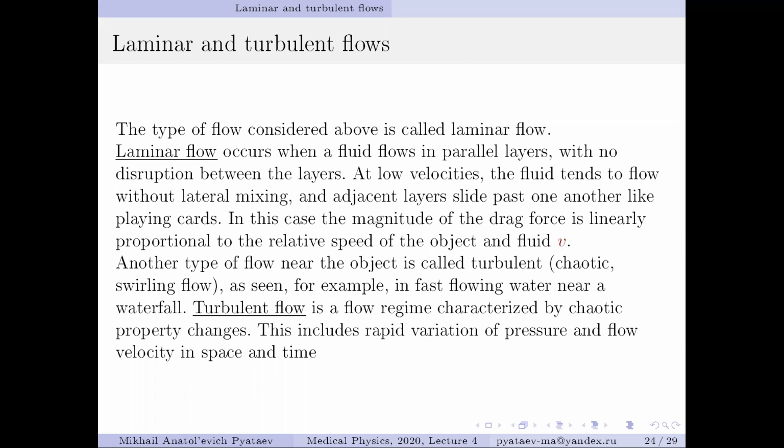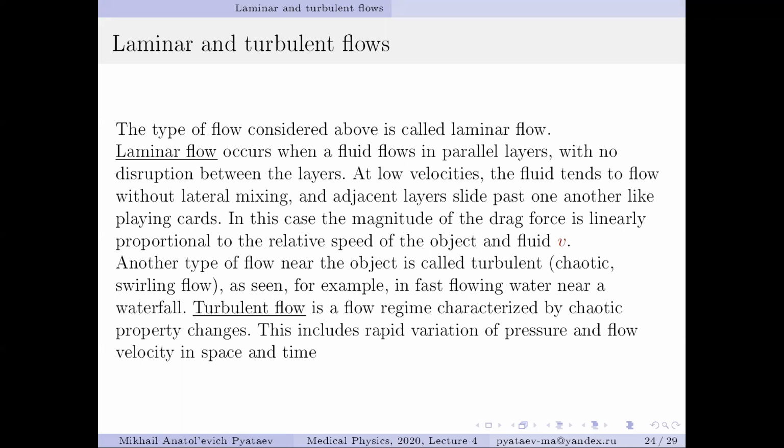In laminar flow, we can consider all the layers of the fluid to remain parallel, and we can divide the fluid flow in parallel layers with no disruption between them. And this takes place at low velocities. If the velocity is not very high, then the fluid tends to flow without lateral mixing.